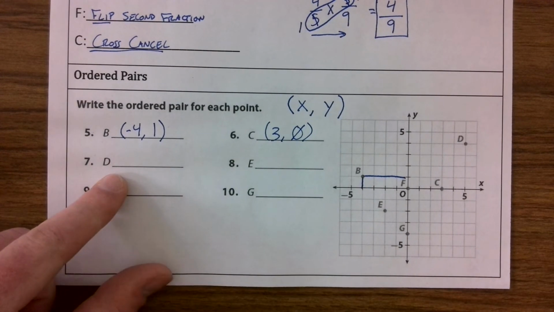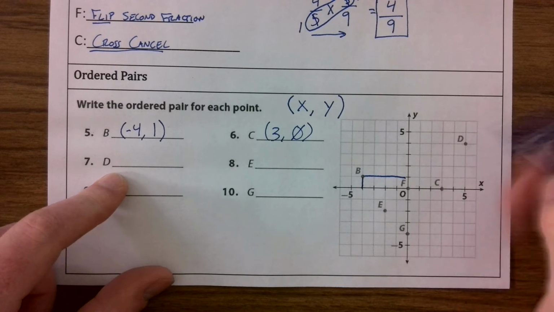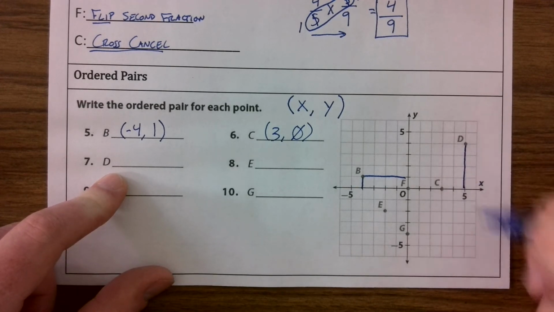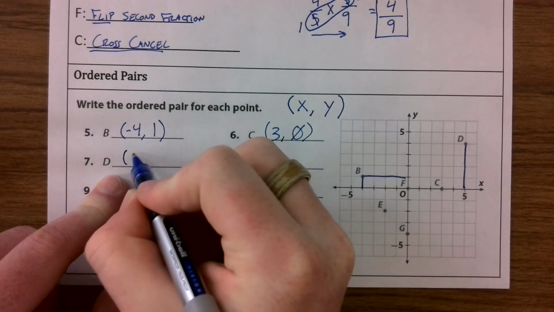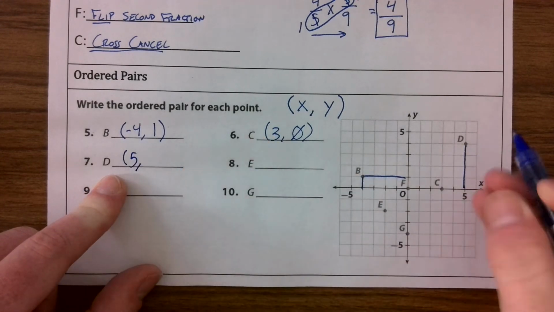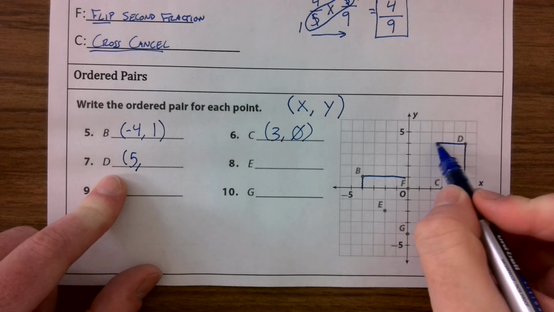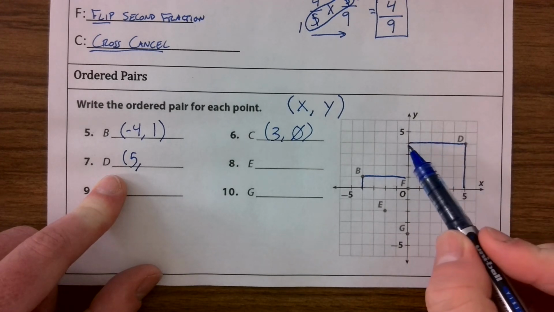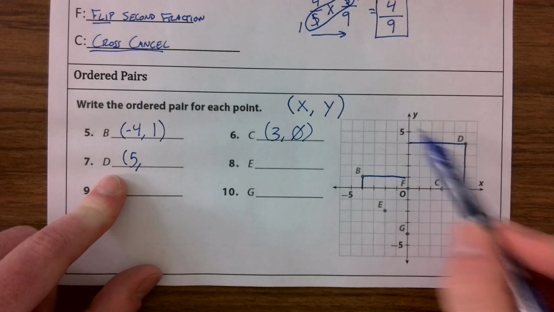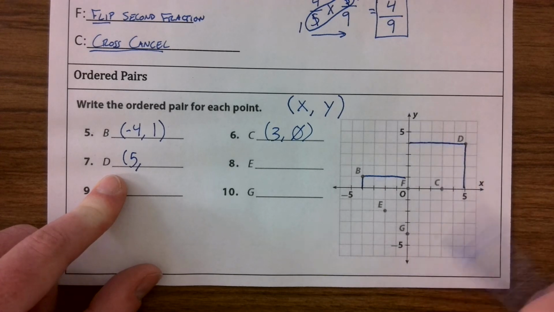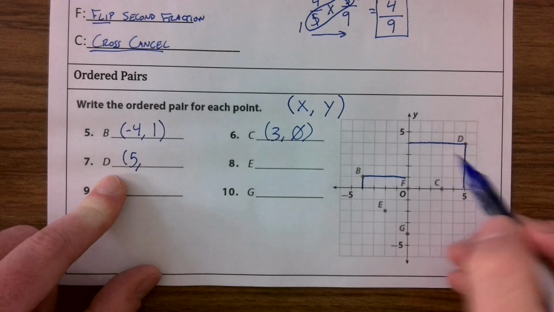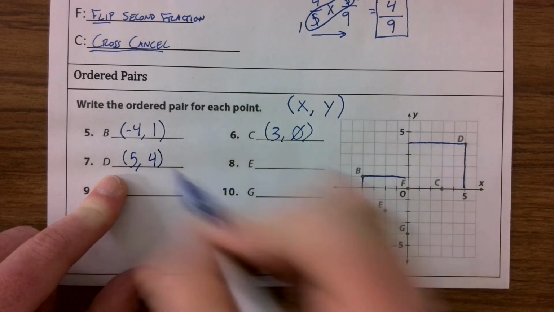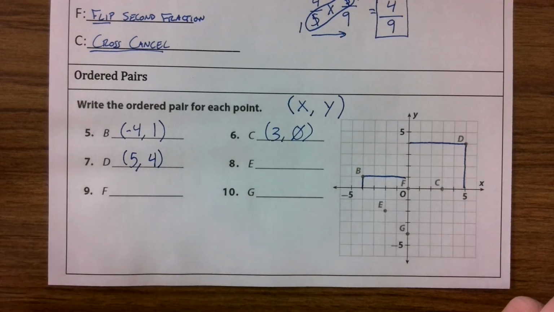All right, let's look at D. Here's D. Our x value, if we follow it down, is positive 5. And our y value, if we follow it over. And it's very important that you follow the line exactly. Don't be wandering up or wandering down so you get the wrong number. Follow the line over. Here we're 1 below positive 5, so that's positive 4. And that's where D is.